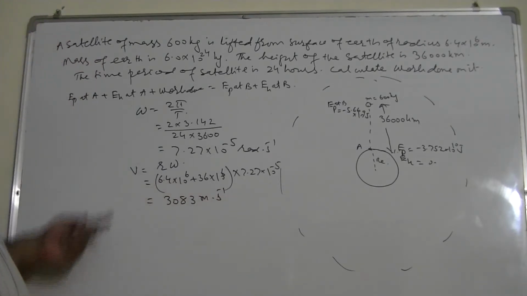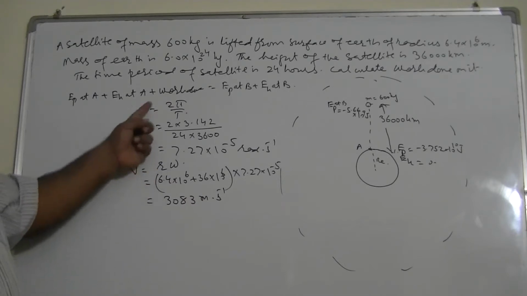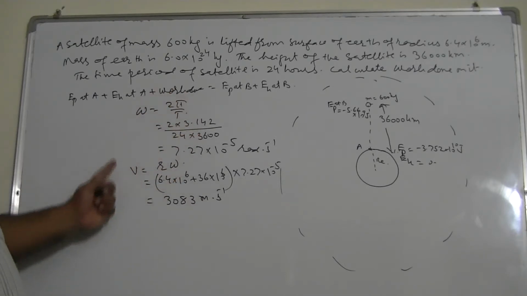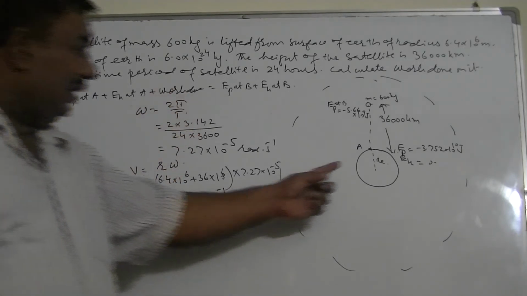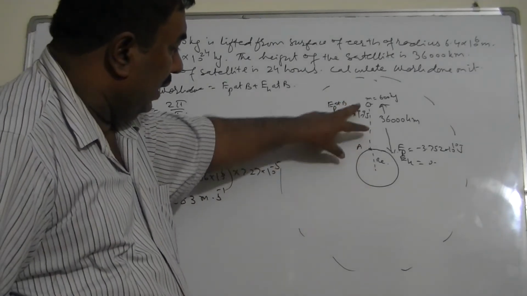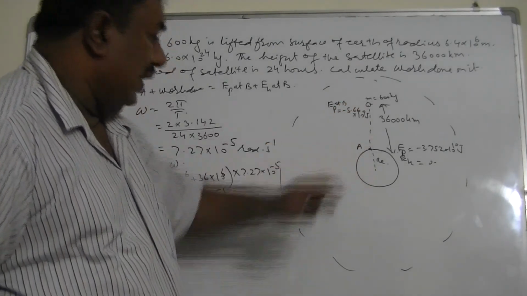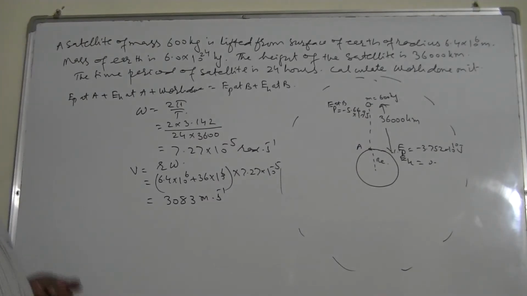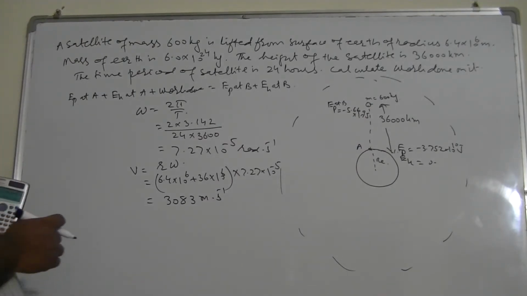See how I have calculated. I have calculated first the angular speed. Omega is equal to 2 pi upon T. Then I calculate V is equal to R omega. R is the orbital radius, which is this height plus radius of the earth. So it is 3080 meters per second.